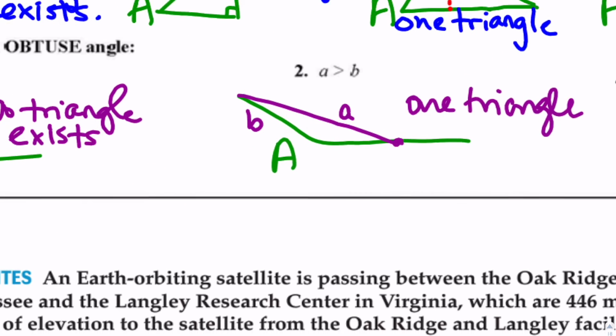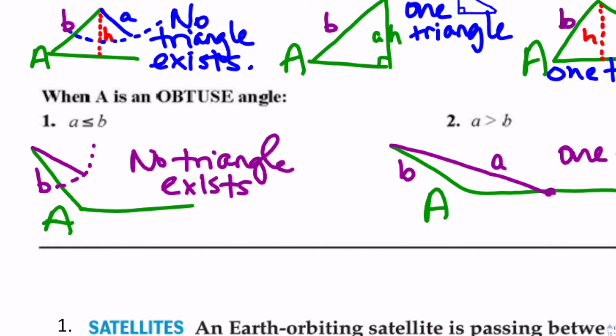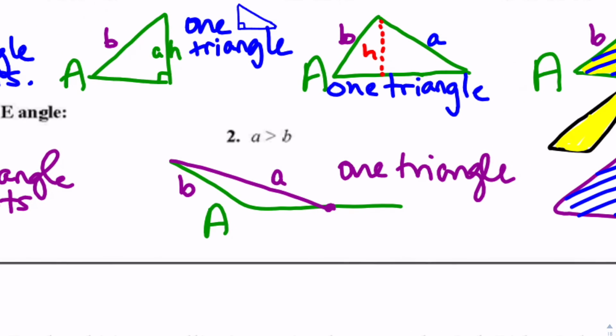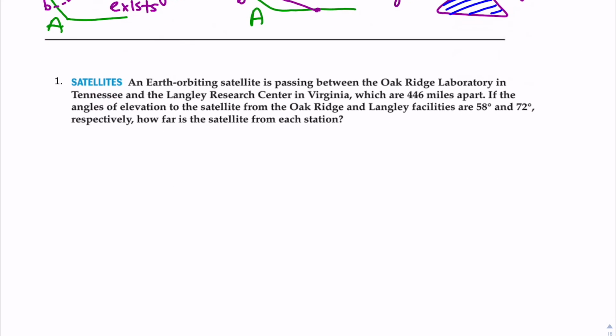All right. Now, if B is an obtuse angle, which means it's bigger, and A is smaller than B, then no triangle exists because it can't reach all the way to form a triangle. So therefore, no triangle. If A is greater than B, then it can form at least one triangle because now it can go all the way over here and there's your triangle. So those things you just have to keep in mind.